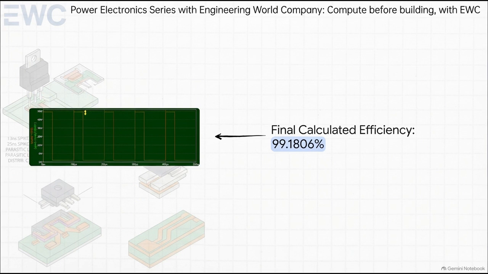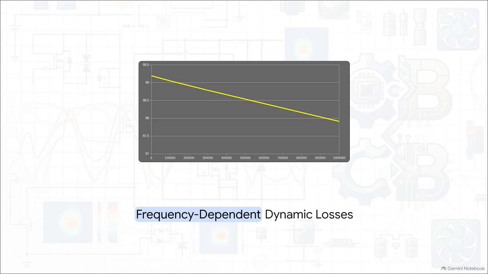Now, nearly 99.2% sounds pretty great, but keep in mind, this simulation hasn't even factored in parasitic inductances, distributed capacitances, or non-ideal PCB traces yet. And honestly, this is exactly why parsing this raw output data is so essential for modern design. We're looking at frequency-dependent dynamic losses here, because those 14-watt power spikes happen every single time the MOSFET turns on and off. The faster you switch, the more spikes you get per second.